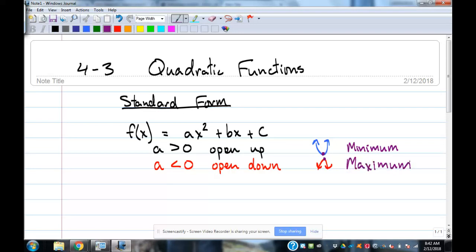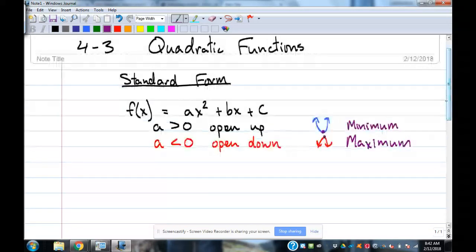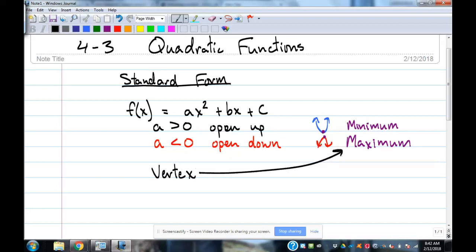A lot of this is review stuff. Nothing crazy. And that vertex, minimum or maximum, that kind of thing. Would that be a local or an absolute minimum or maximum, the vertex? Absolute. It's not a local. It's absolute, because if it's quadratic, the graph is never going to turn back around. So it is an absolute maximum or minimum for that graph.